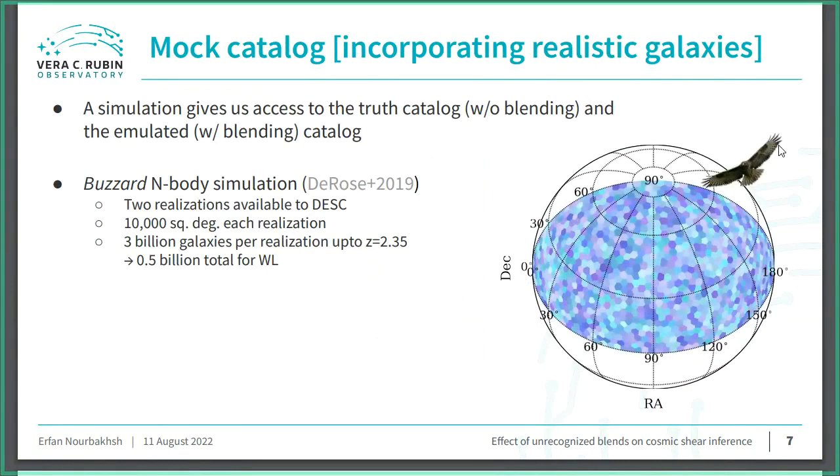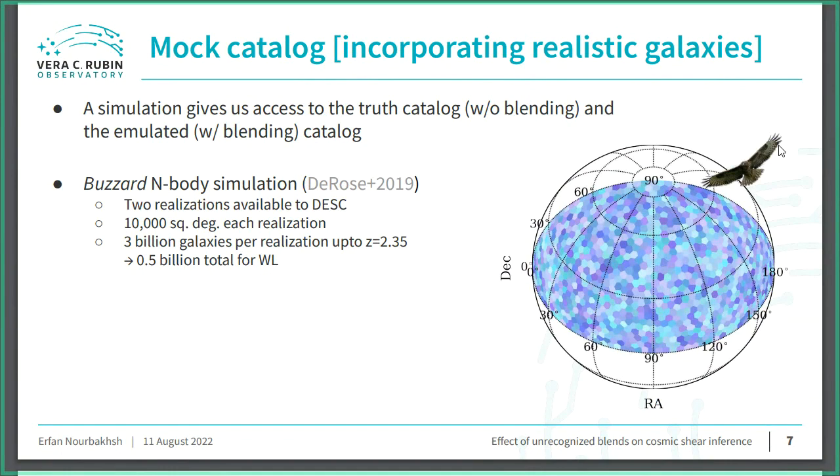So to understand what blending does to cosmology, we need to know the truth. We need to know the ground truth as a reference in order to have two sets of cosmological inference and see if blending does anything meaningful to the final conclusions that we get from our data set.